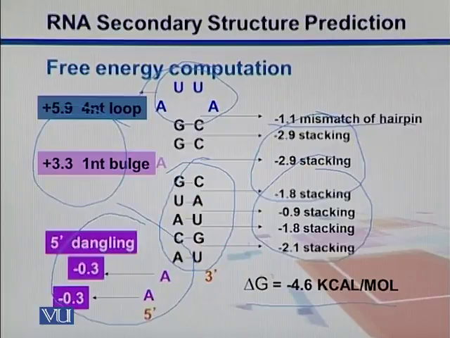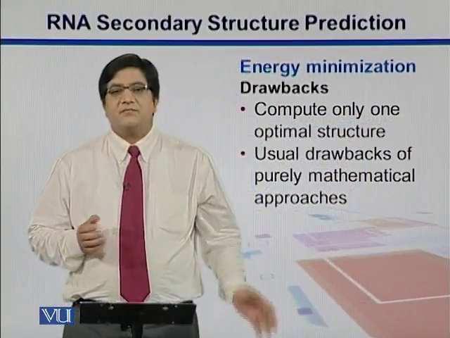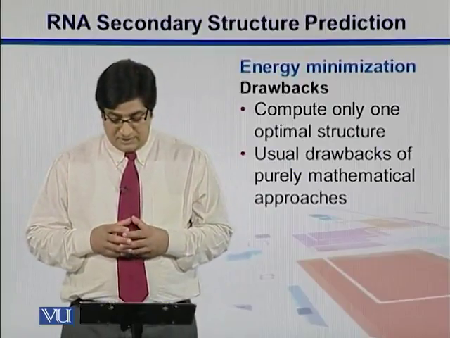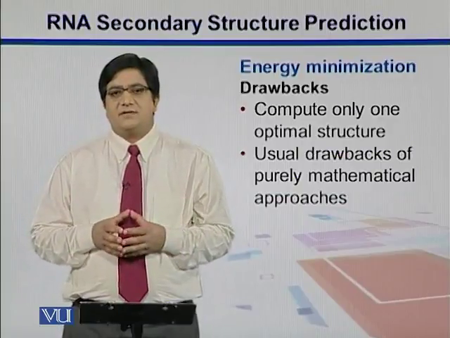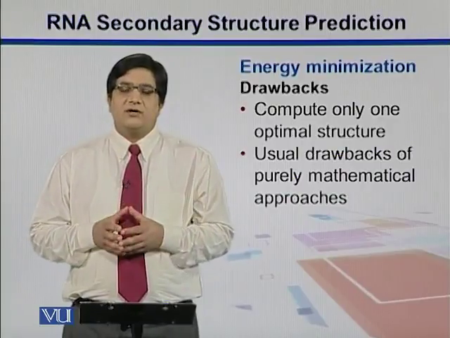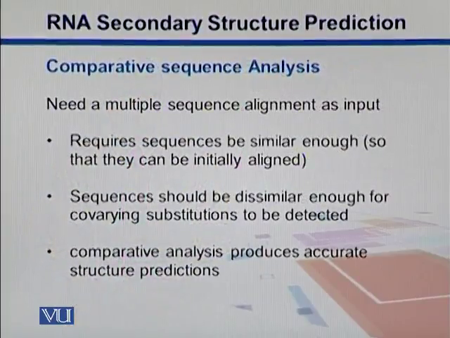In this way we can come up with different structures and calculate their energies, and the structure that has the lowest overall energy will be the most likely structure. The drawbacks of energy minimization are that it can come up with only one optimal structure, plus the usual drawbacks of a purely mathematical approach. Since it goes with calculations or equations, it tries to come up with just one optimal structure.